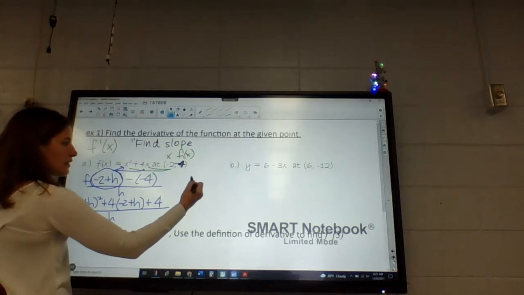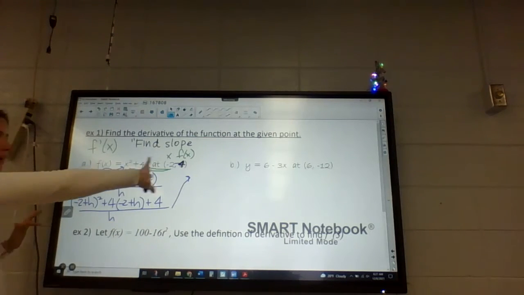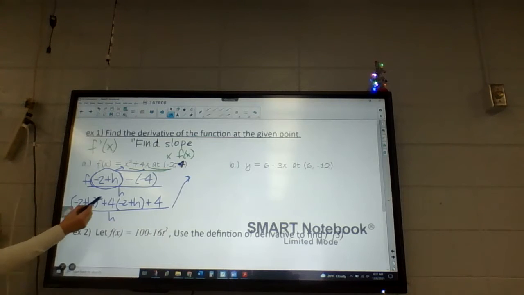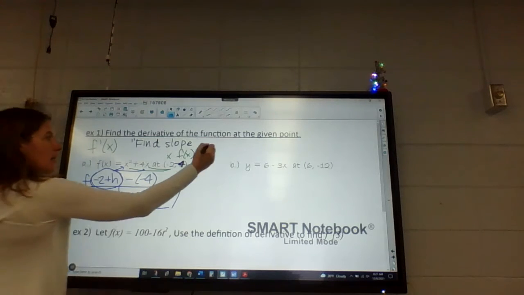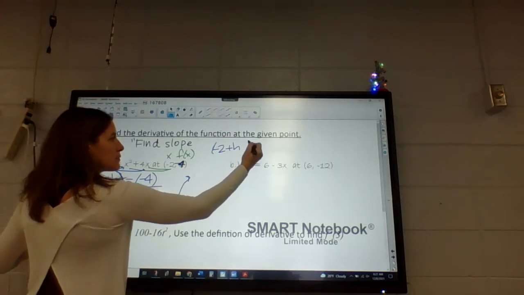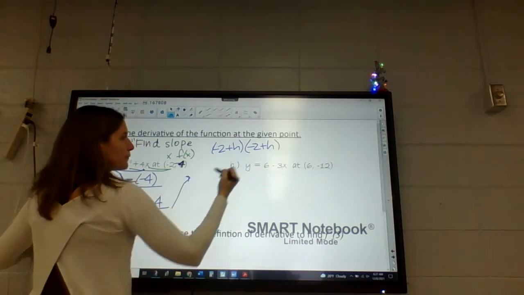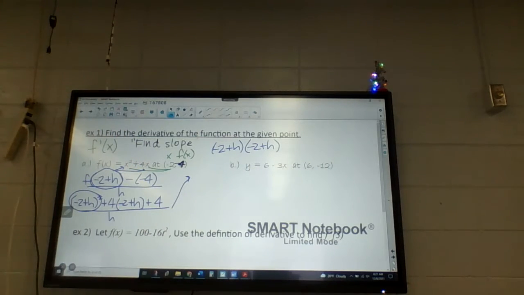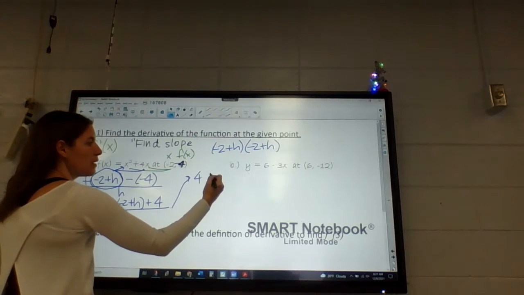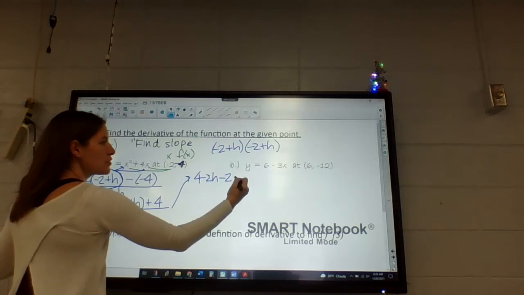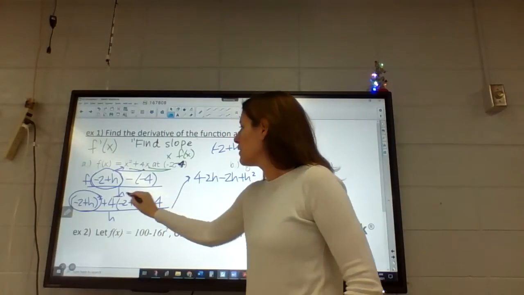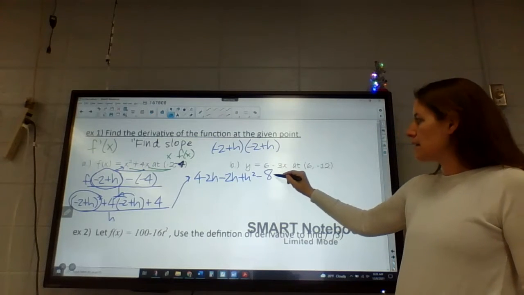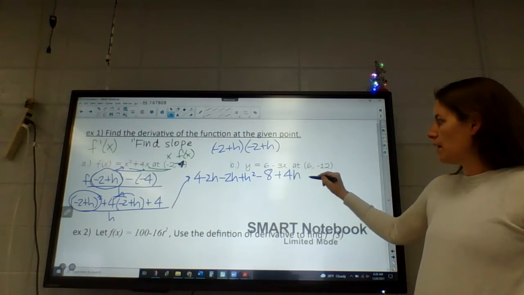All right, so then what we have here, I'm just going to keep going across here. I need to FOIL this. So hopefully you guys are getting a little bit better at FOIL because we've done it so much, but I have to do negative 2 plus h times negative 2 plus h. It's going to be 4 minus 2h minus 2h plus h squared. This is minus 8 plus 4h, and then plus 4.